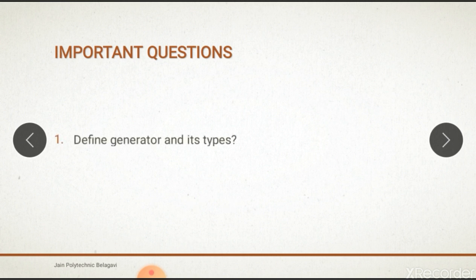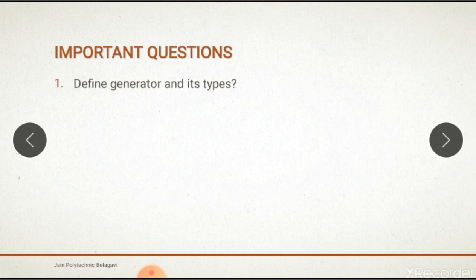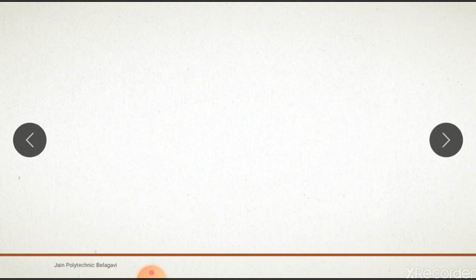Important questions asked: define generator and its types. Write the types of DC generator. Overall, in this lecture, we have studied generators, its types, and the working of generator.